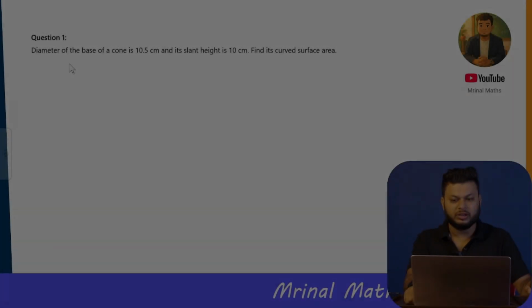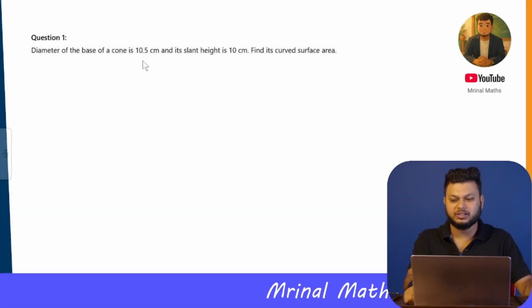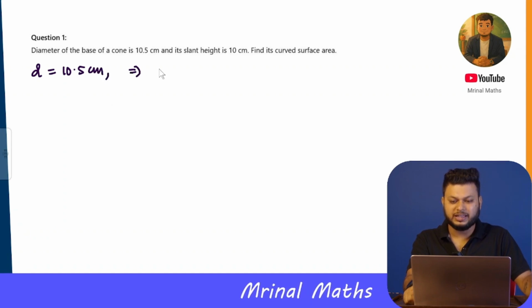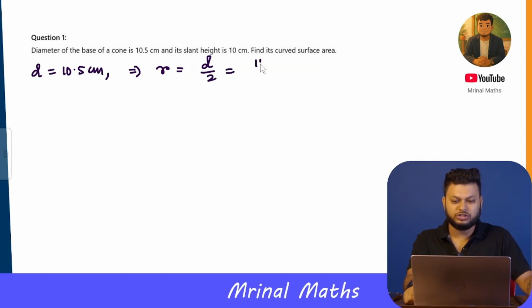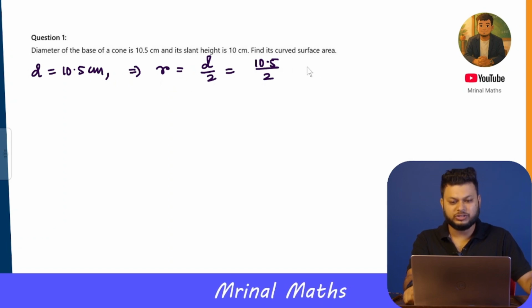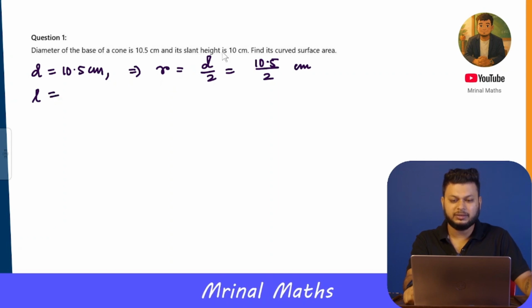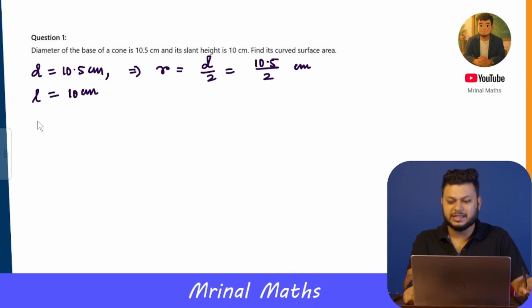The problem: the diameter of the cone is given as 10.5 centimeter. So if I extract all this data, the diameter is 10.5 centimeter. So radius can be written as diameter by 2, which is 10.5 by 2, so centimeter, and the slant height, which is represented by L, is 10 centimeter. They are asking us to find the curved surface area.